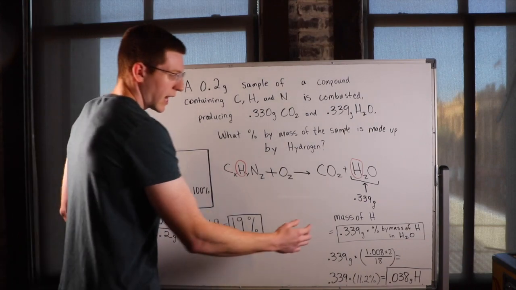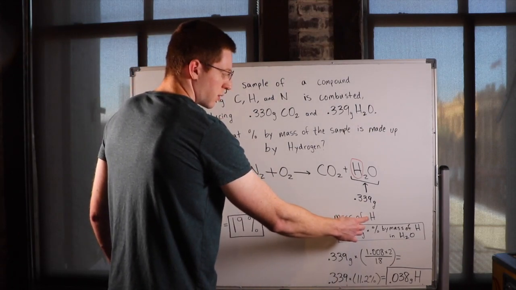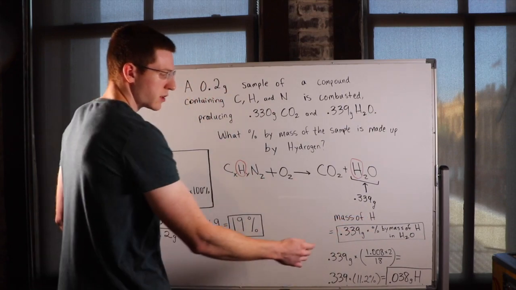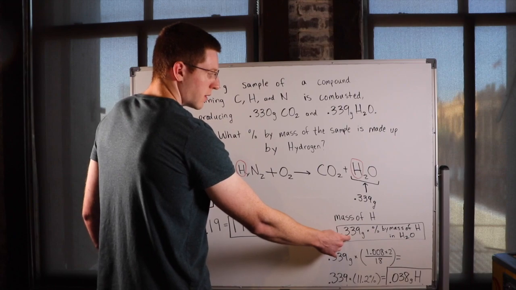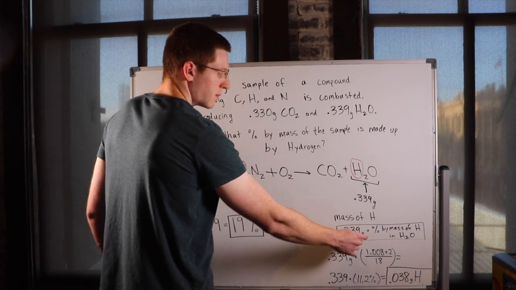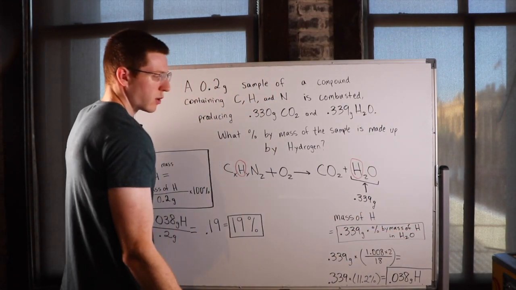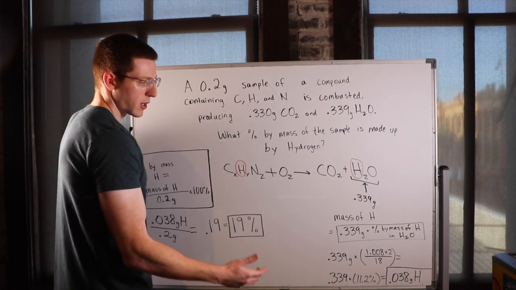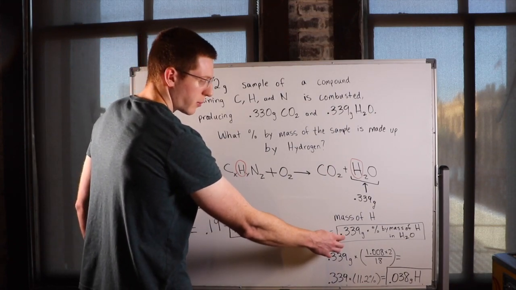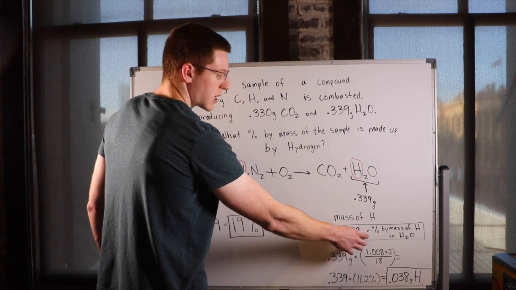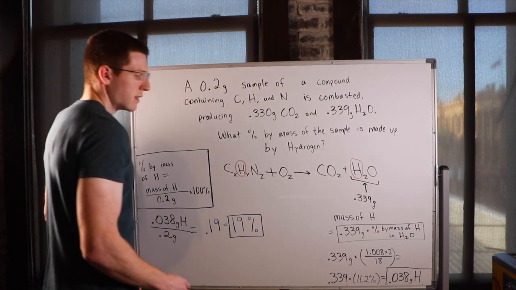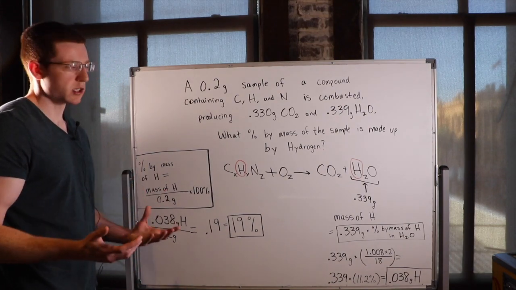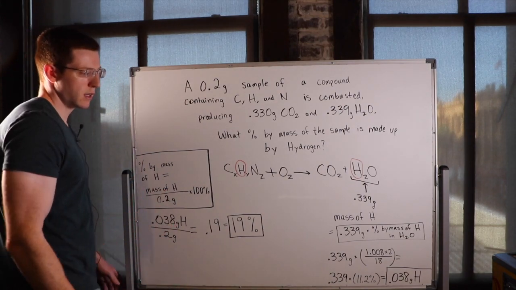Well, ironically, we have to use the percent by mass of hydrogen over here. So we know that the total mass of the water was 0.339 grams, but a percentage of that by mass is going to be made up of hydrogen. So if we can figure out what that is, and we can do that fairly easily, we could just multiply 0.339 grams total times the percent by mass of hydrogen in water, and we'll get essentially the mass of hydrogen in that sample of water.